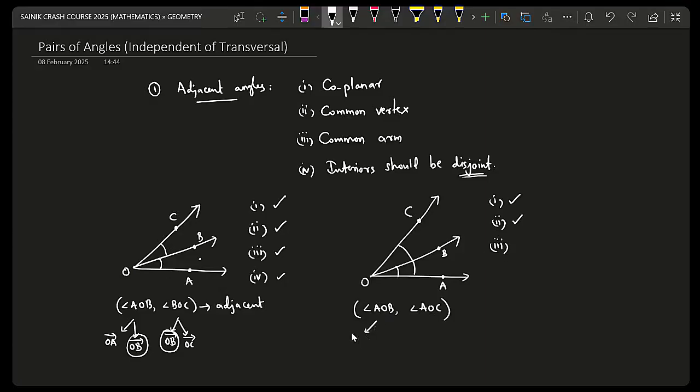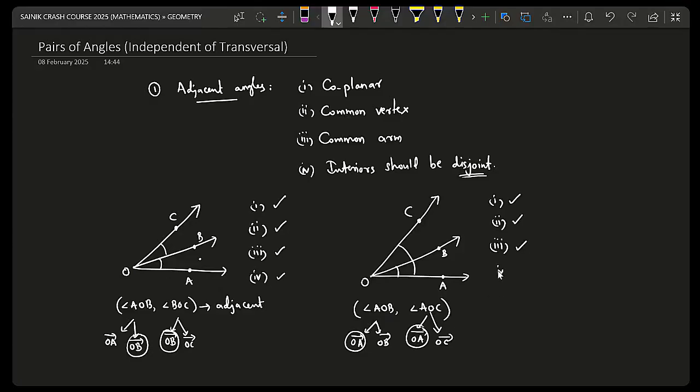Third condition. They should have a common arm. What are the arms of angle AOB? Ray OA, ray OB. What are the arms of angle AOC? Ray OA, ray OC. Now, is there any common arm? Yes, ray OA is common. So they have a common arm.